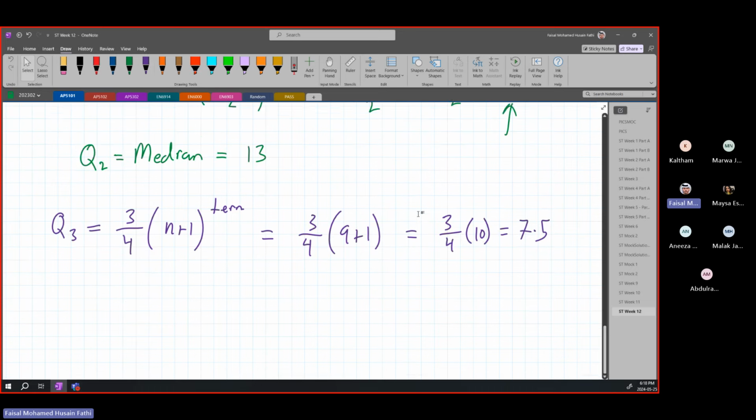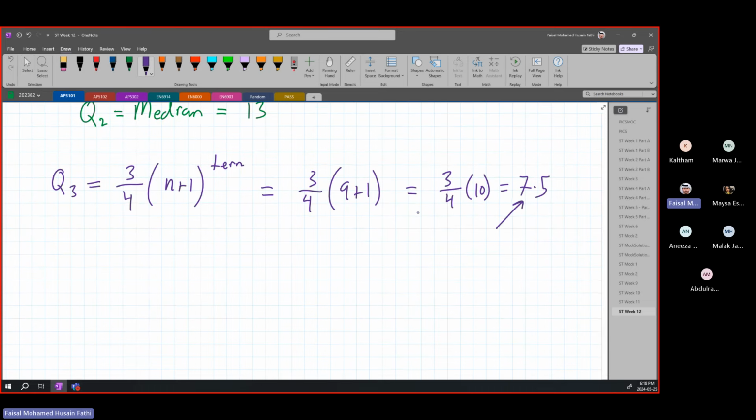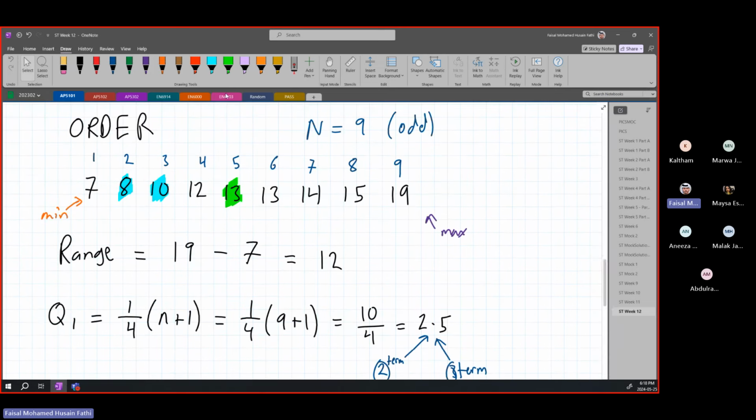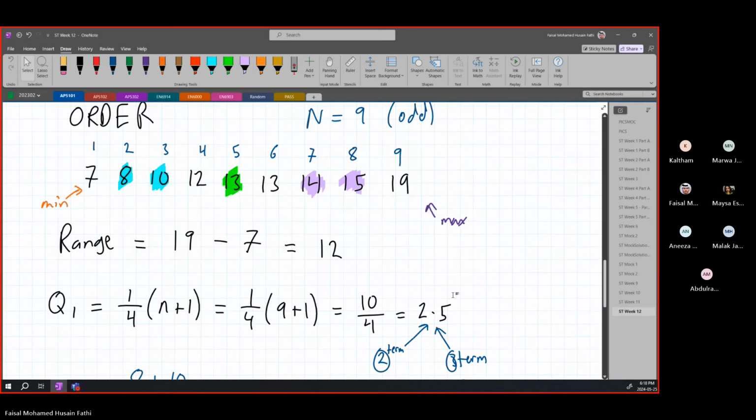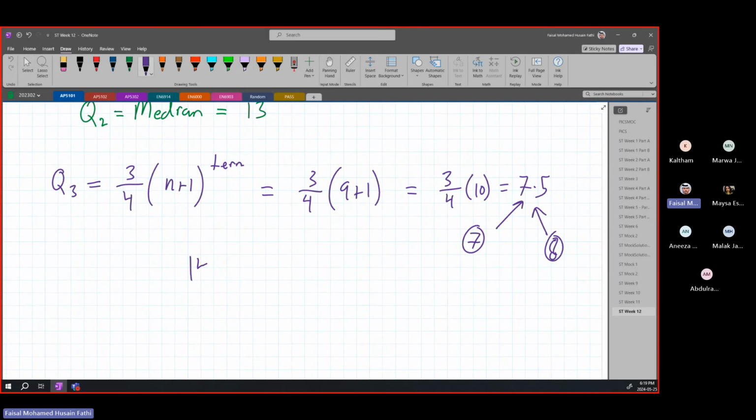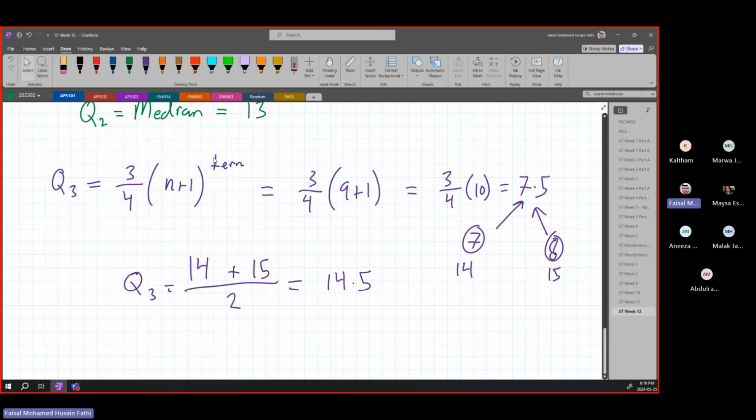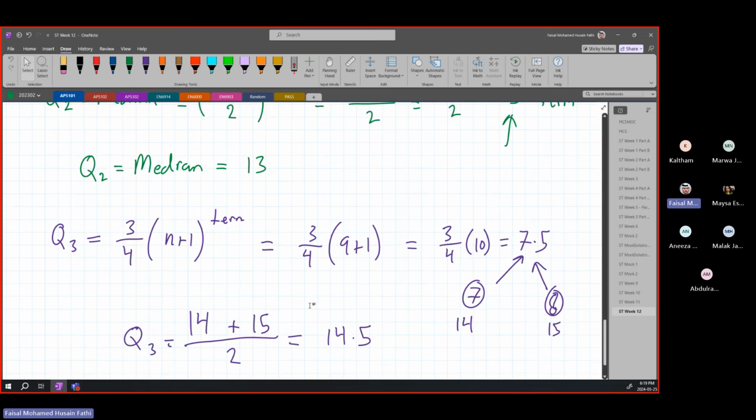Again, here, we're going to do the same exact thing. Since we got a decimal, this number is between 7 and 8. So we're going to look at our 7th and 8th term, 14 and 15. We're going to take the average of 14 and 15 because our 7th term is 14 and our 8th term is 15. This is equal to Q3, which is 14.5. All right, very straightforward. Just apply this and follow.